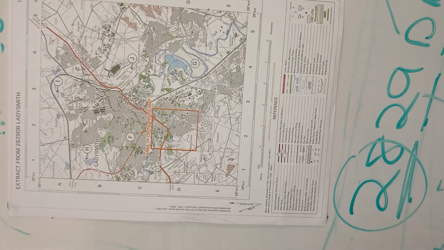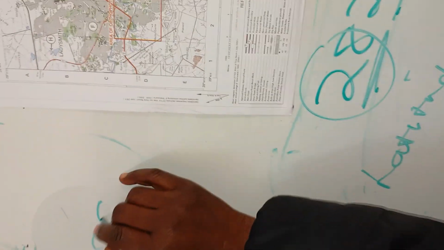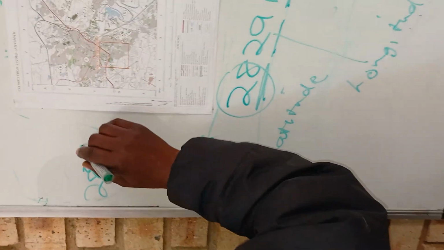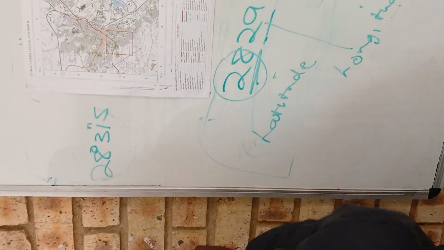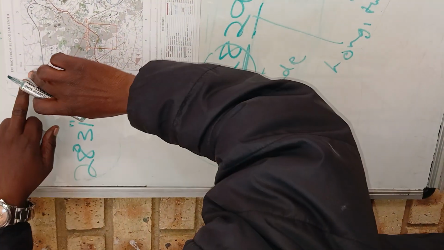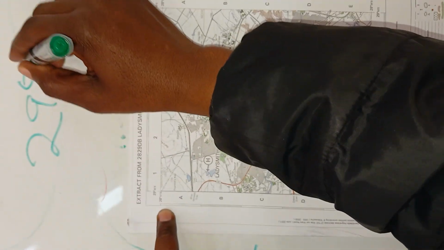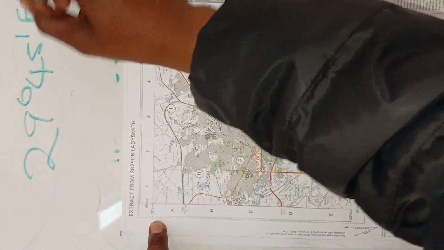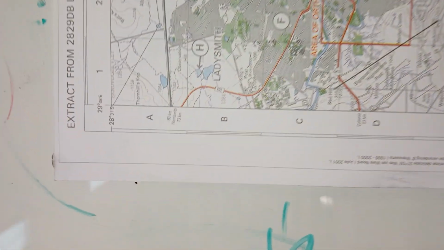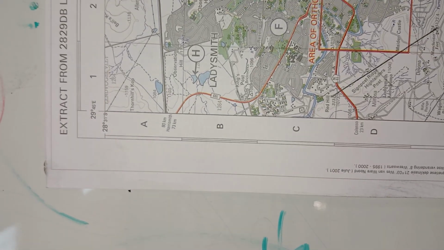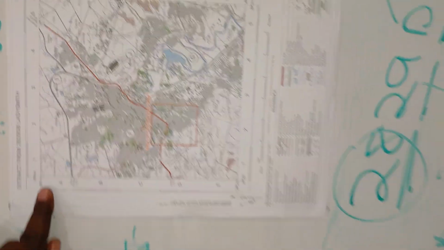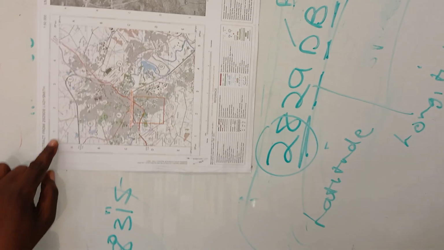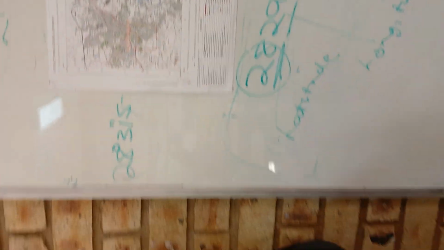There is 28 degrees, 31 minutes south. You can see here. Then you have your 29 degrees, 45 minutes east, which means your map is shown in degrees and minutes. You have 28, 31 minutes south, and 29, 45 minutes east. It's shown in degrees and minutes.